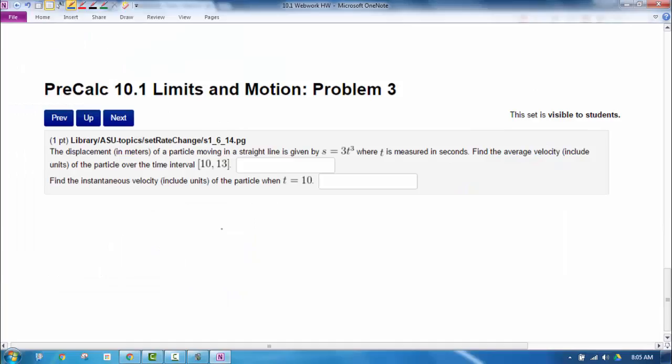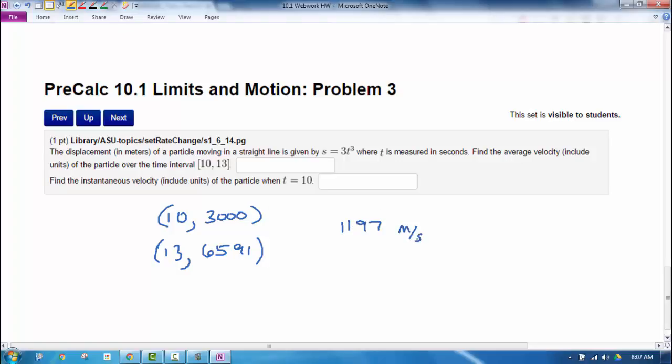All right, the next problem wants to do the same thing. It gives us the displacement of a particle moving in a straight line with an equation here, and it wants us to find the average velocity over the interval from 10 to 13. So I'm going to do slope. I'm going to plug in 10 and 13 and get those corresponding displacement y values, and then do the slope, y2 minus y1 over x2 minus x1. I end up getting 1197, but don't forget it wants units as well. And the units are meters per second.